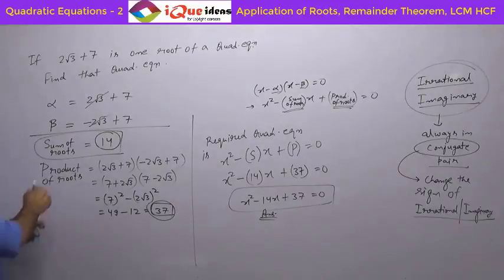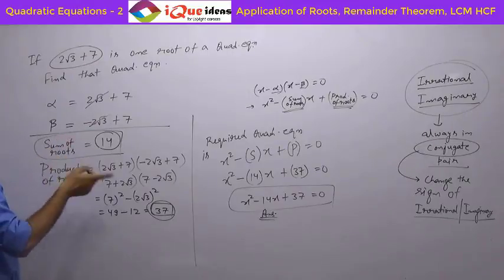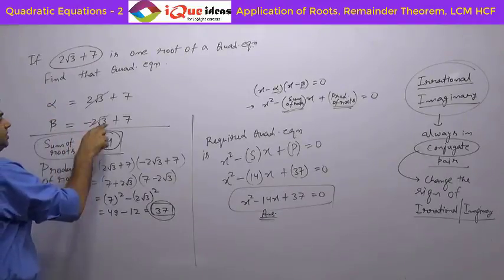Alright, so just be careful if the roots are irrational or imaginary. Only one root is sufficient to be given, because the other root has to be taken as the conjugate pair. Alright, so if one root is given 2 root 3 plus 7, then the other root will be the conjugate of this, that is minus 2 root 3 plus 7.